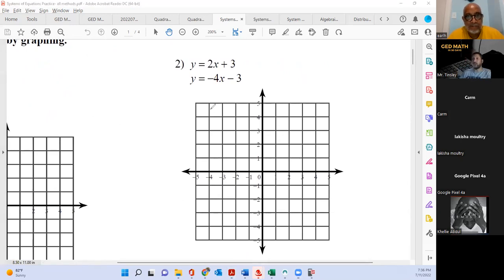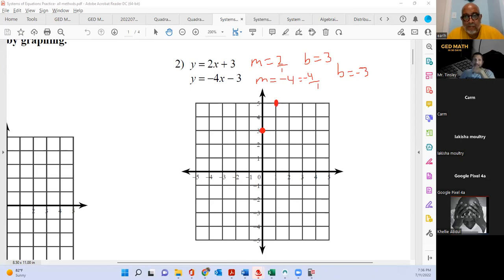So what you should do, and this is what you should be able to do quickly: slope 2, y-intercept 3. Slope -4 or -4/1, y-intercept -3. So I need to graph both lines. The first one, my y-intercept is 3, and then I go up 2 and over 1 for my second point.